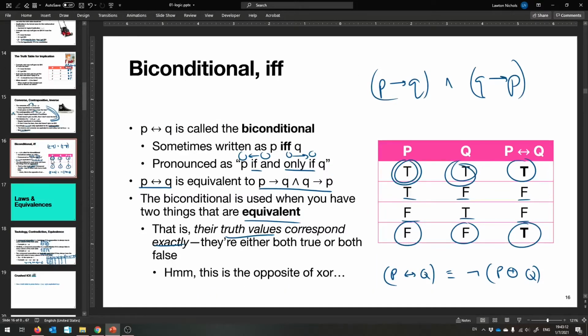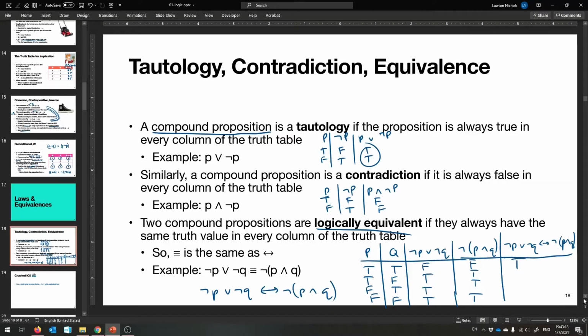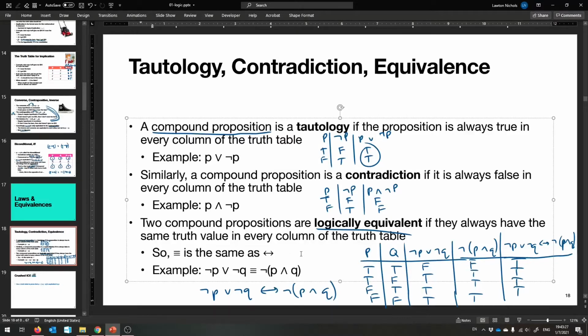it's either true, true, or false, false. So the biconditional is always true. Ooh, this is what it means to be equivalent. We have a tautology. Okay? So this equivalence is the same as saying that the biconditional is a tautology.